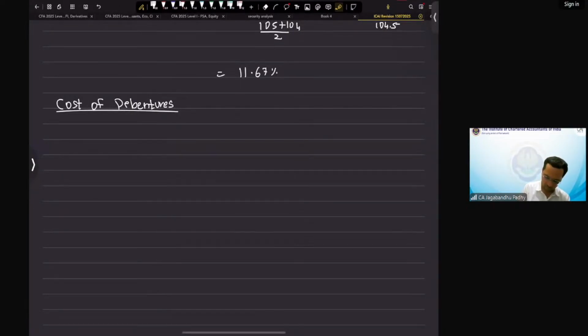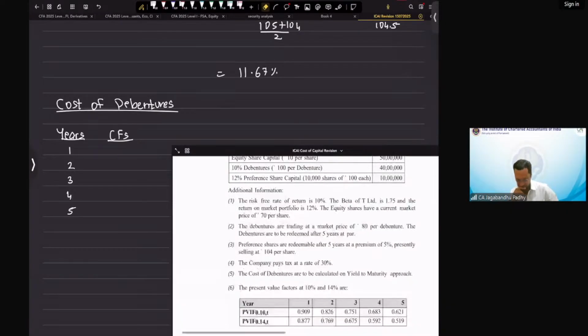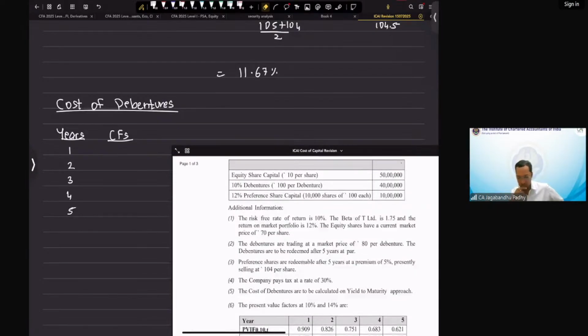So I want to make the present value equal to 80. Let's try to write down years and cash flows. So in year 1, 2, 3, 4, 5, I hope tenure is 5 years. Yes, the debentures are having a tenure of 5 years. And what are the cash flows that we are going to get? So 10% debentures, 10% of 100, which means we're going to get an interest of 10 rupees every year. And in the fifth year, it's going to be the redemption. So that's going to be 110.